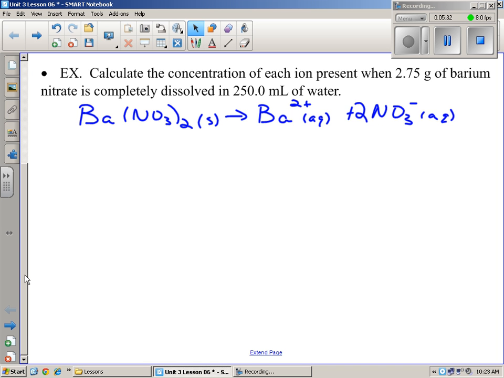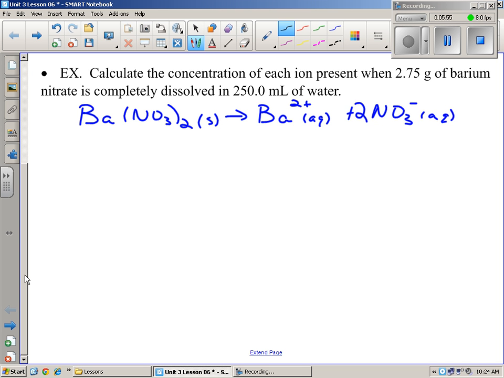So we have 2.75 grams of barium nitrate in 250 milliliters of water. First of all, here's my 250 milliliters of water. Okay, right here. It's a little dirty. That's okay. That's good water. So I got 250 milliliters of water here.